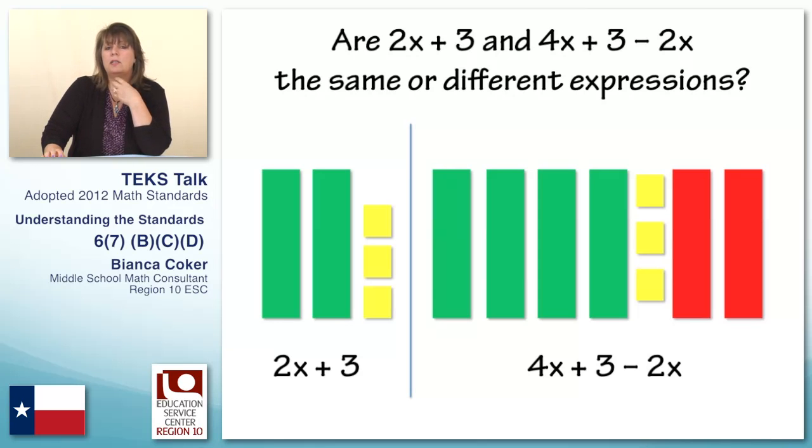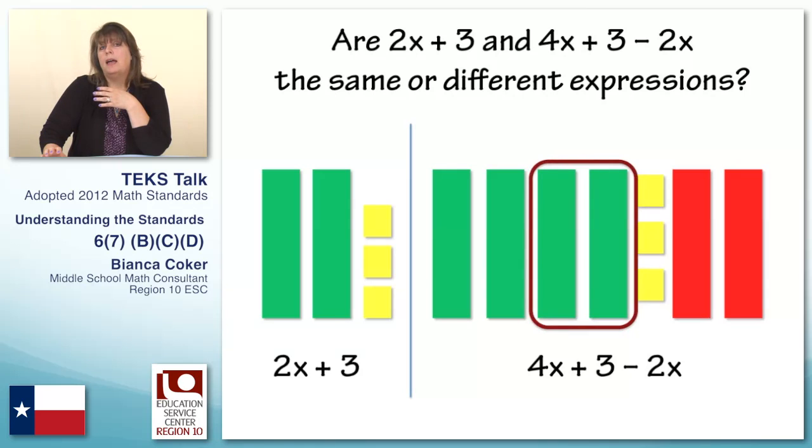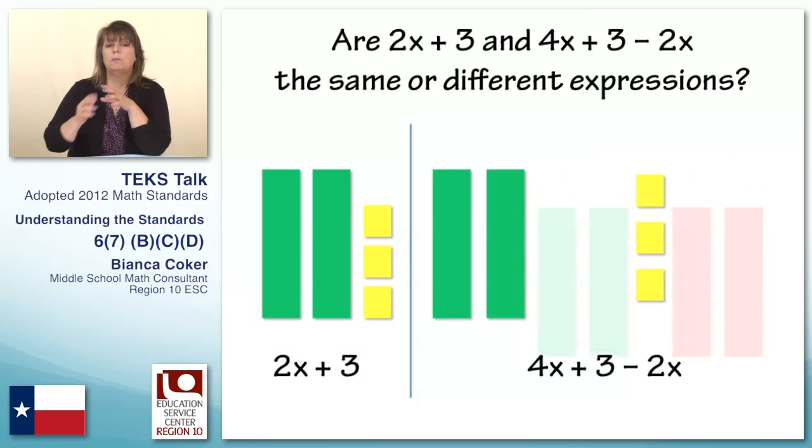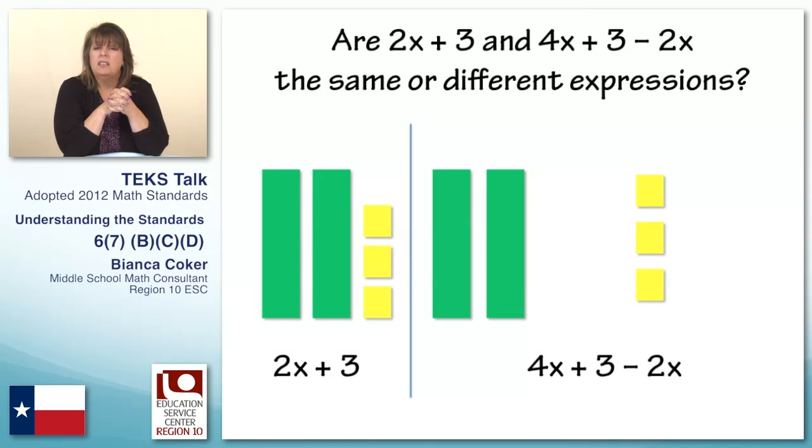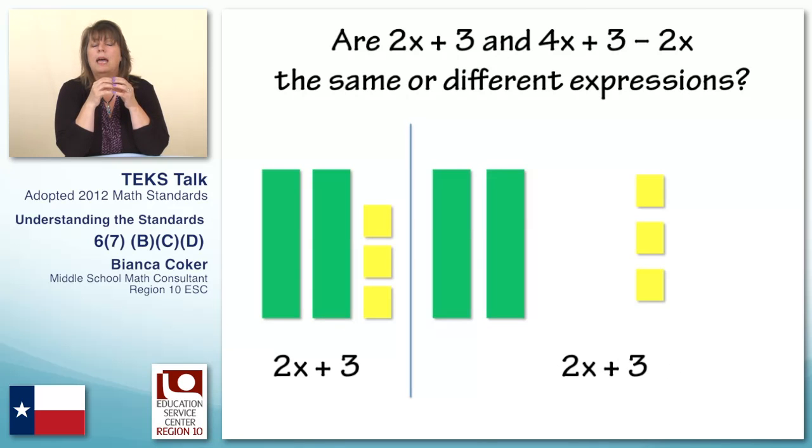And so when we look at the zero pairs and simplify that right side expression, that right side algebra tile set that we built, we'll see our 2 zero pairs go away, and it's very obvious to your students that 2x plus 3 is exactly the same value as 4x plus 3 minus 2x, and they've just proven it. Remember our process standards. We want our students to be able to analyze and justify. And here's a perfect example of how students can justify that these two expressions are equivalent.